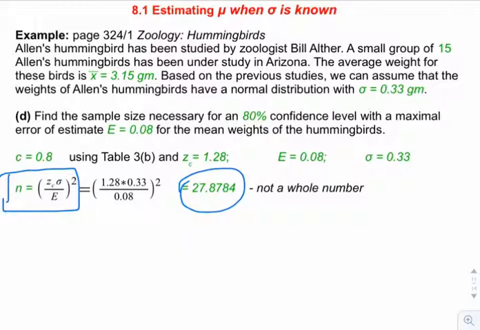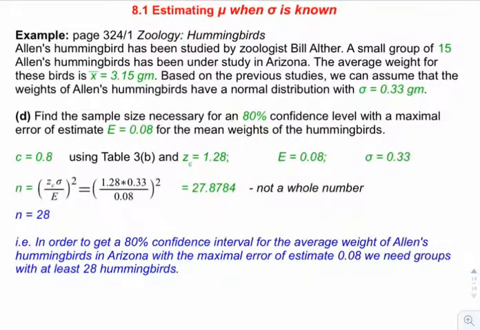So remember, n is a sample size. So here we can take a sample of size 25 or 26 or 27 or 28, etc., but we can't take a part of one sample. So in this case, since we're not at a whole number, we're going to round up. So we're going to use 28.